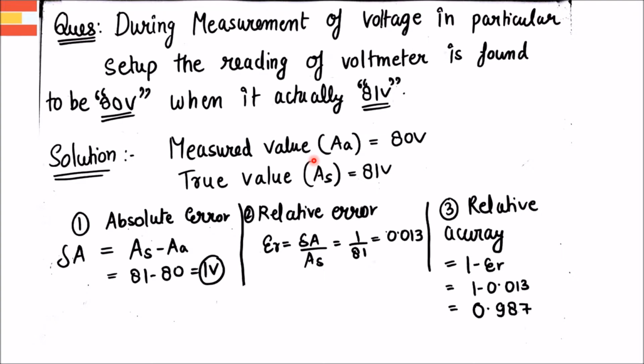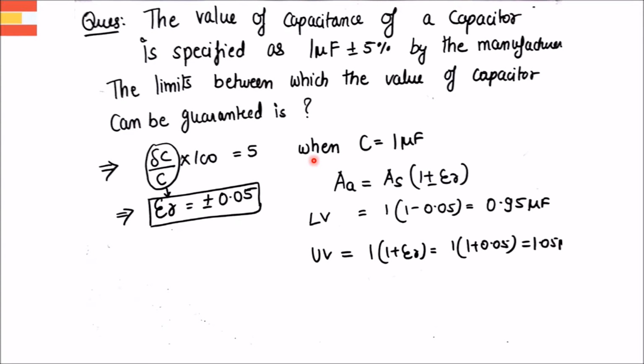So that is one form of question asked. The next form is where they ask for the limit values. In this question, the value of capacitance of a capacitor is specified as 1 microfarad plus minus 5% by the manufacturer. The limits between which the value of the capacitor can be guaranteed, you have to calculate. So here we can say that 5% is the relative error, so ER is equal to plus minus 0.05. And I have also explained this formula earlier, that measured value is equal to true value into 1 plus minus ER.